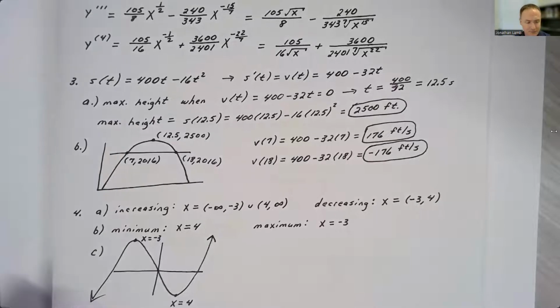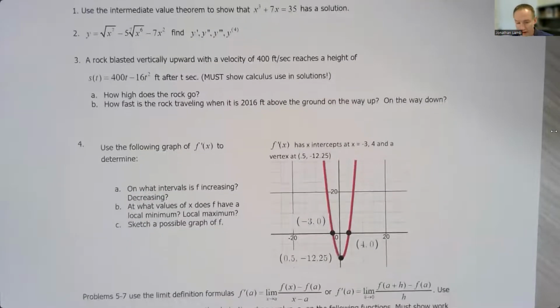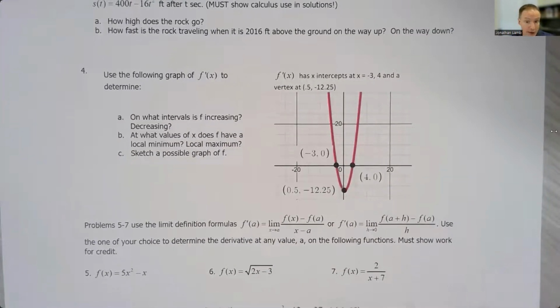Now, number 4, when we look at that, this is a problem where I'm wanting you to understand the connection between the graph of a function and its derivative. So implicit in this problem is that you understand when an original function is increasing, its derivative is positive. When an original function has a maximum or minimum value, it flattens off, and thus its derivative is 0. When an original function is decreasing, its derivative is negative.